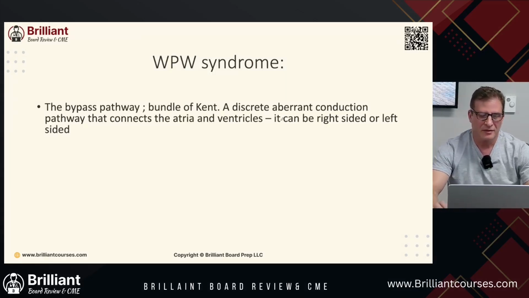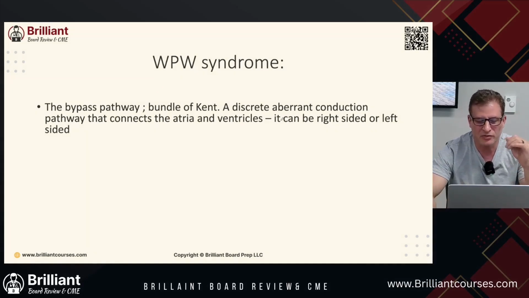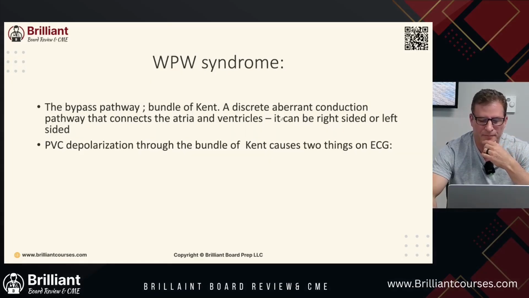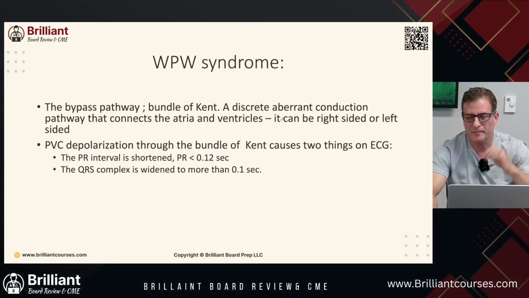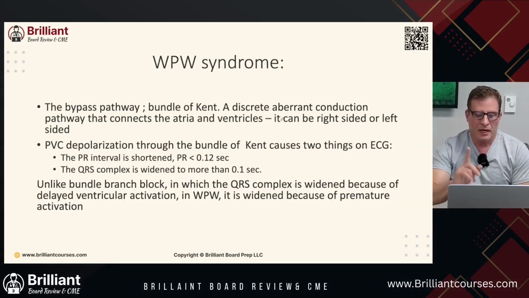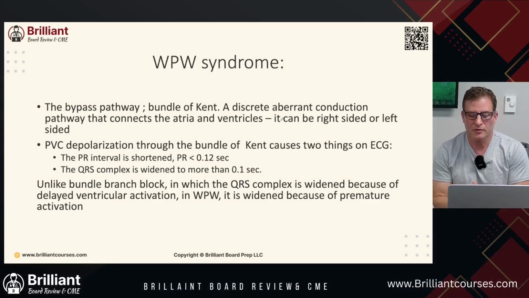WPW syndrome. What is this? You have the bypass pathway. The bundle of Kent, a discrete, abnormal conduction pathway that connects the atria and ventricles and can be right or left-sided. You have premature ventricular depolarization via the bundle of Kent causing two things on EKG. The PR interval is shortened, PR less than 0.12 seconds. The QRS complex is widened, more than 0.1 second. Unlike bundle branch block, in which the QRS complex is widened because of delayed ventricle activation, in WPW it is widened because of premature activation.